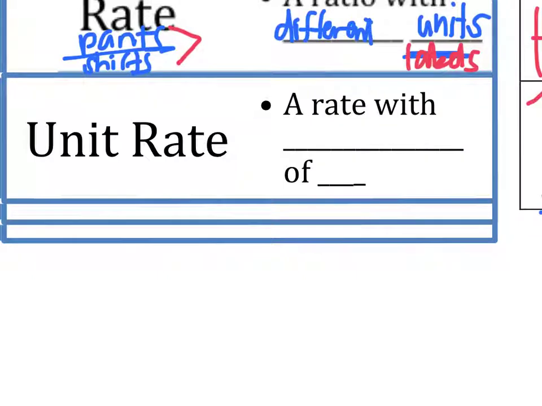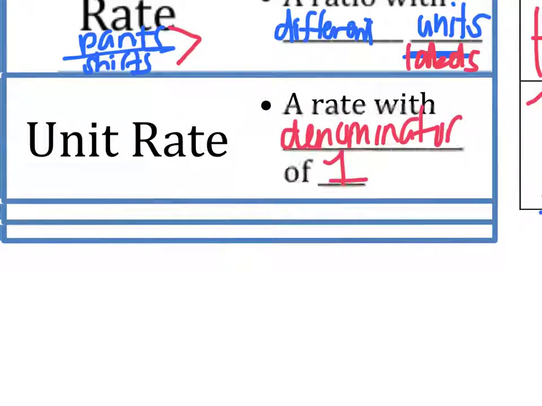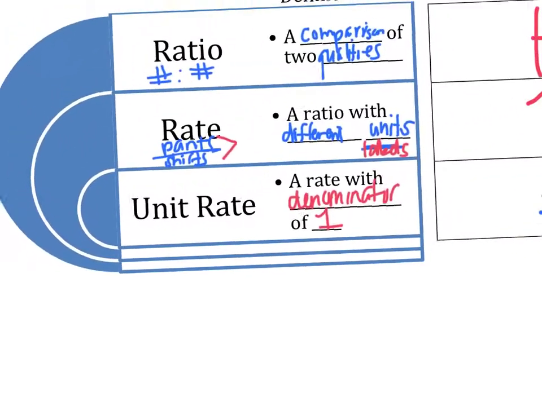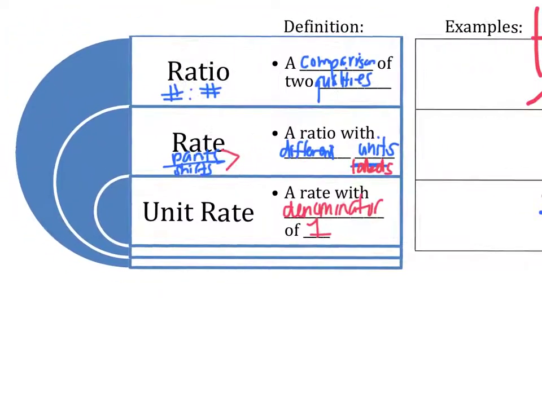Now unit rate is a little bit different. A unit rate is a rate with a denominator of 1. So let's write that down. A denominator of 1. So those are the different types of definitions that we're going to have today. So we have ratios, which are rates, and rates are also unit rates.